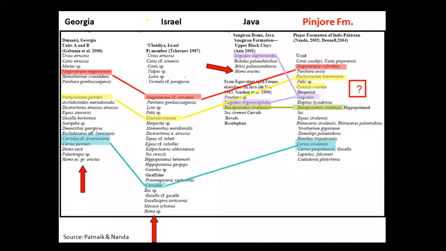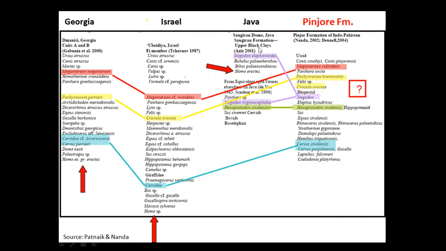Here we have a list of animals from Georgia in Europe, Israel in the Levant, Java, and then in India, the Pinjor formation, a geological formation. And what is interesting is all the red species are predators. All the purple species are elephants. All the yellow ones show crocodiles and hyenas. And the blue ones show deer species. Across the world, basically what this shows is that different animals suggest similar habitats.